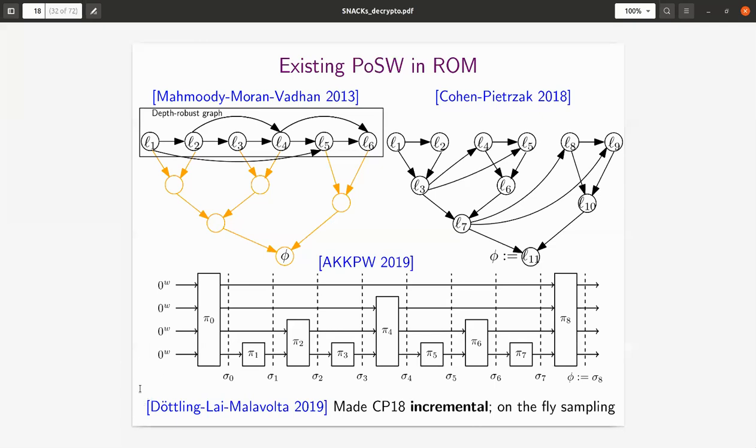There's also another construction of proof of sequential work called incremental proof of sequential work, by Döttling, Lai, and Malavolta. It takes the Cohen-Pietrzak construction and makes it incremental by a clever on-the-fly sampling. What I wanted to say from these constructions is that they all seemingly follow the same recipe, and we would like to abstract them and make elements that we care about later explicit. Whatever is implicit here, for example here the commitment is implicit, here it is explicit. We want to make things explicit that allow us to use them in building SNARKs.